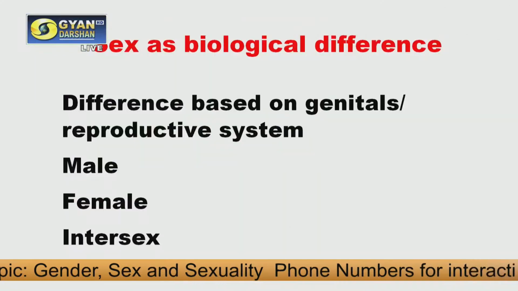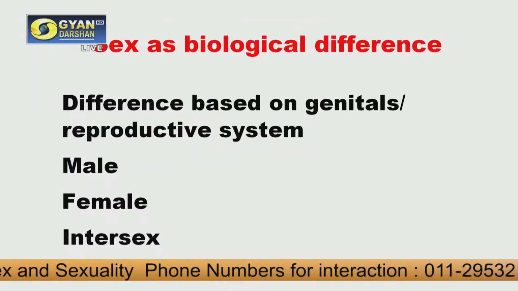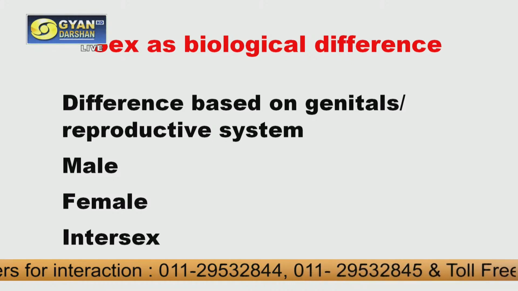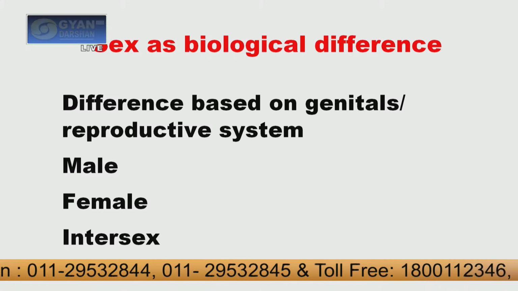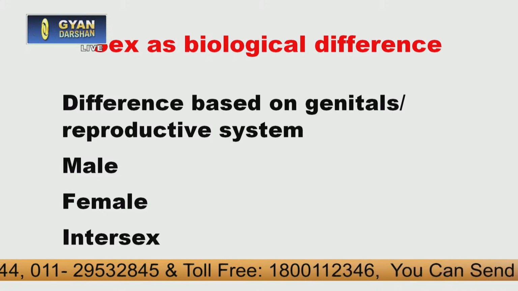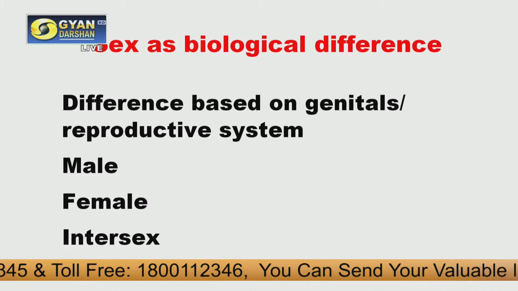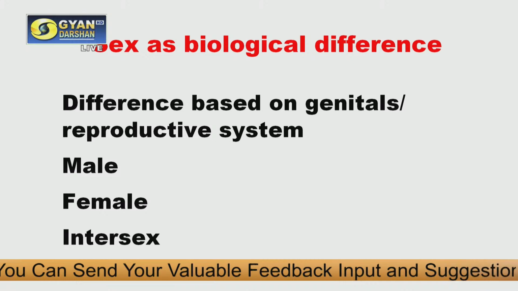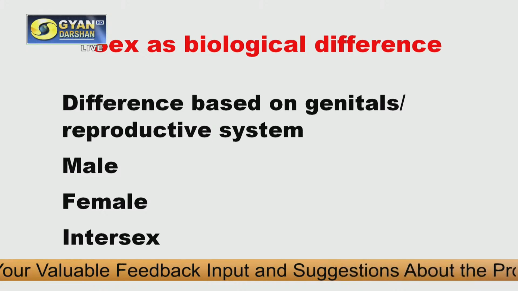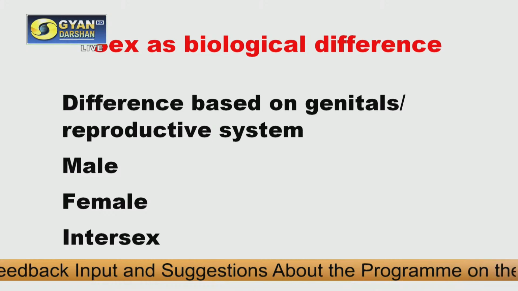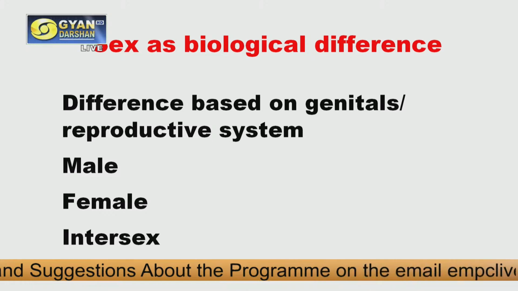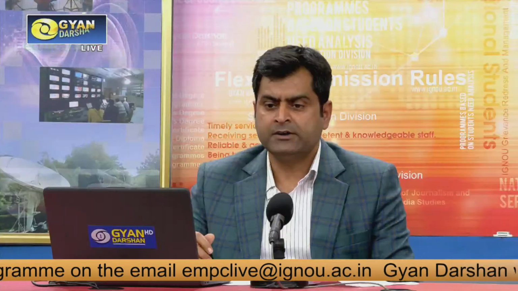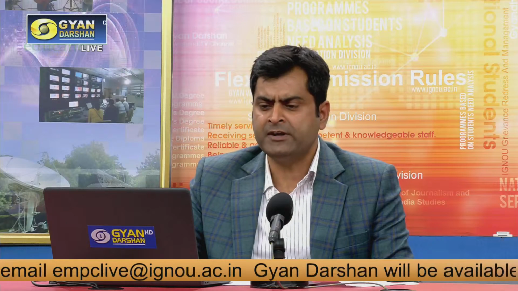Now coming to sex. Sex is a biological difference. It is a difference based on our genitals, reproductive organs, reproductive systems. And based on this, we differentiate male from female. This is a general distinction. And now we also make a third category, which is a mix of male and female. It is called intersex. It's a combination of male and female.